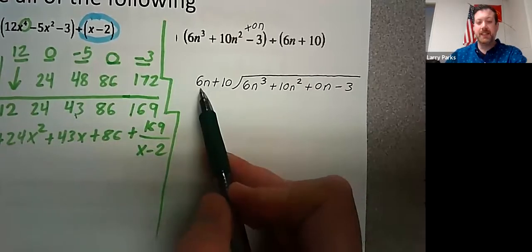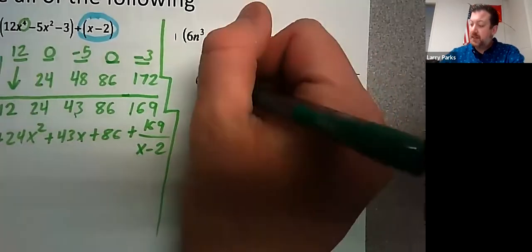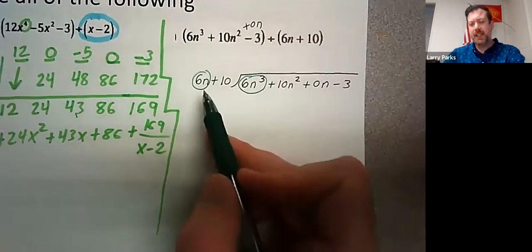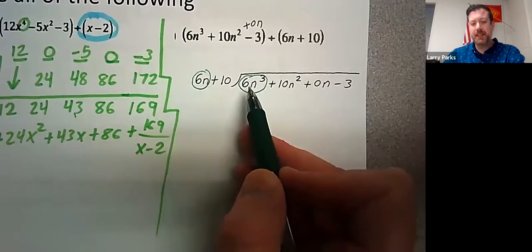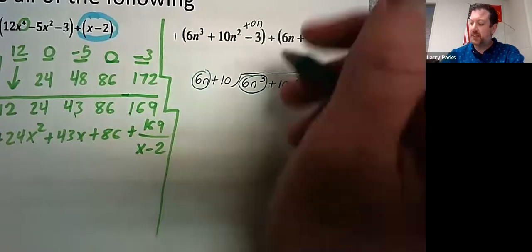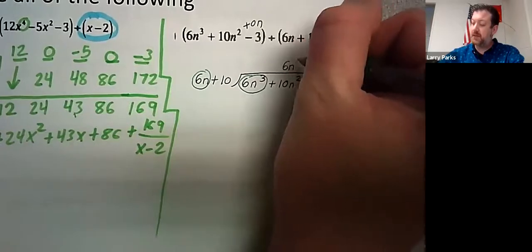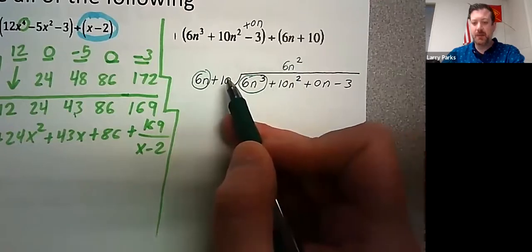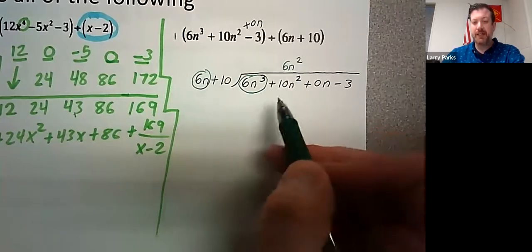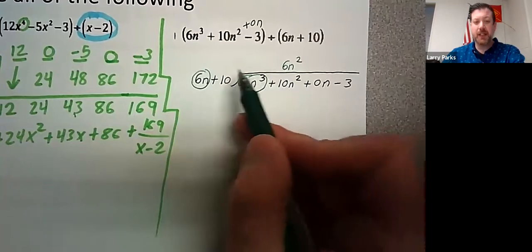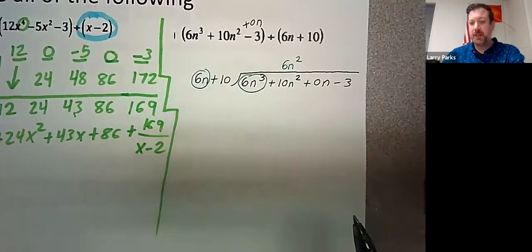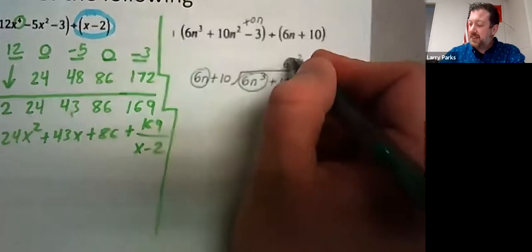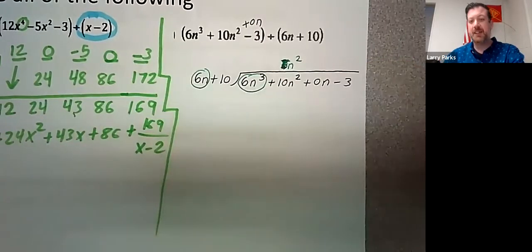Okay, from here, I look at 6n and 6n cubed. I'll circle it so I can remember. And I ask myself, 6n times what is 6n cubed? I would need 6n squared. I then take 6n squared times 6n, 6n squared times 10. I put it here. I subtract it and see what I have left. So 6n squared times 6n, and I just messed up, I see, because 6 times 6 is 36. So let's get rid of this 6.